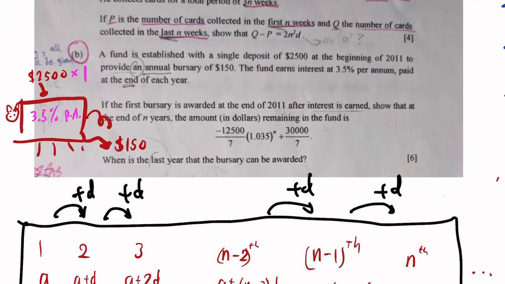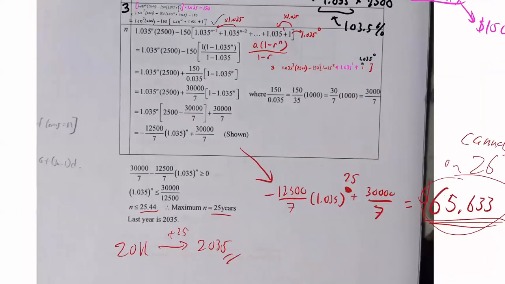Okay, I don't need to think so hard. It's just plus 25. And then we get 2035. Let me know if you don't agree with the answer. Oh, okay. Can? Can. 2035?